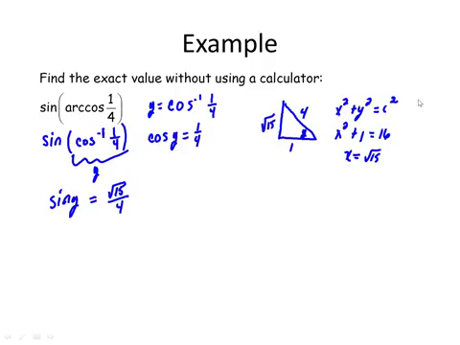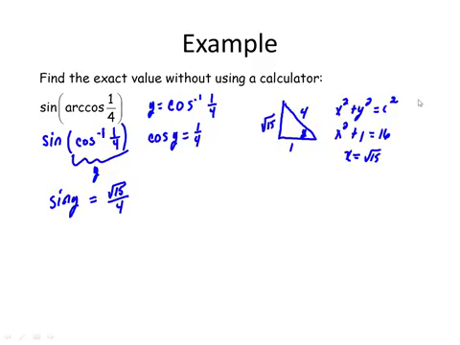So if the inverse cosine is 1/4, then what is the sine of that? I want to know what is the sine of inverse cosine of 1/4. So once you can figure out that cosine of y is 1/4, adjacent over hypotenuse, all you've got to do is figure out sine, which is opposite over hypotenuse, and you've got it. So it's radical 15 over 4.